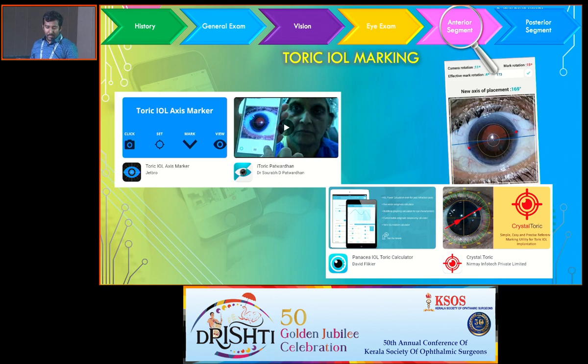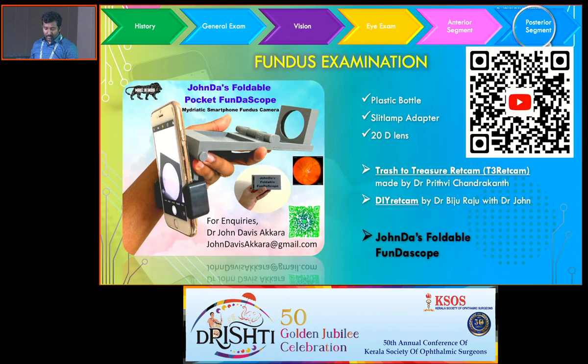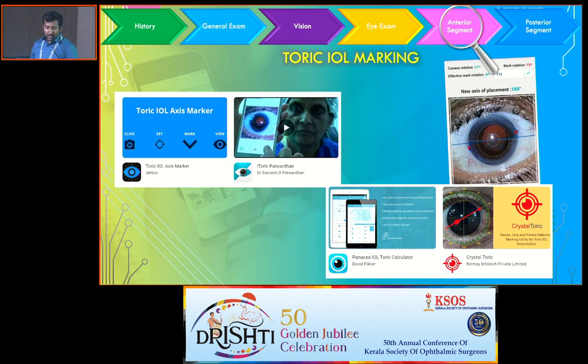Then there are apps for toric axis marking. This one, iToric Patwardhan, is very useful. Toric IOL axis marker is also useful. You can mark the dot, and the phone's gyroscope will be able to tell you how much rotated it is. So then on table you can mark it correctly by subtracting that.